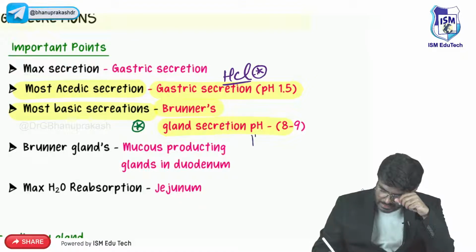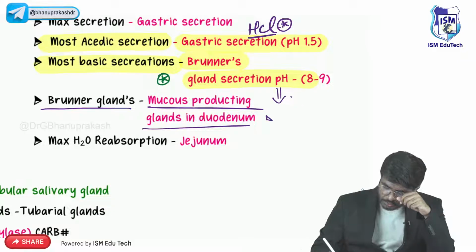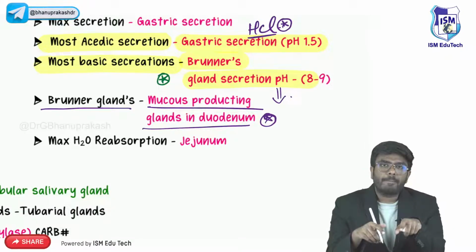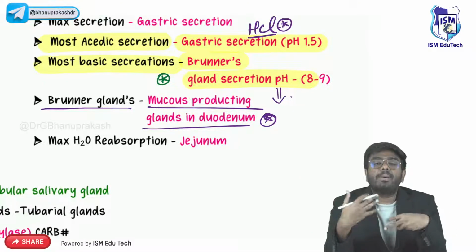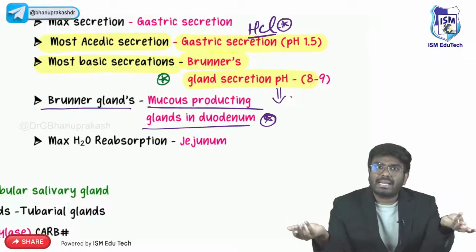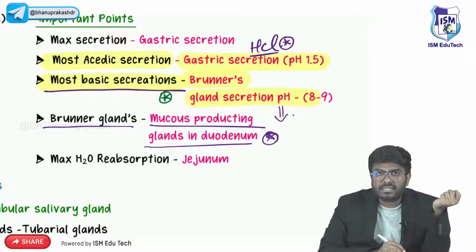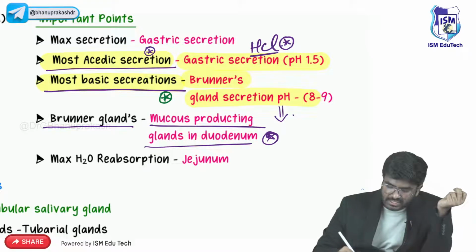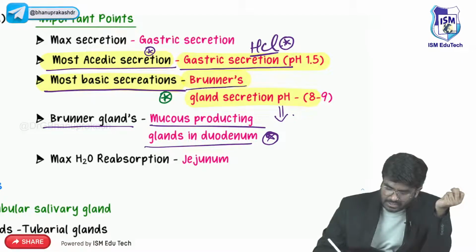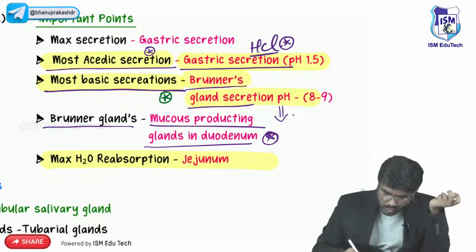What are these Brunner glands, sir? Brunner glands are the mucus producing glands in the duodenum. In the duodenum, these Brunner glands produce mucus, which is rich in bicarbonates, so it is more alkaline. The most basic secretion is the Brunner gland secretion. The most acidic secretion is the HCl, the gastric secretion. Okay, completed. And some basic important things, maximum water reabsorption.